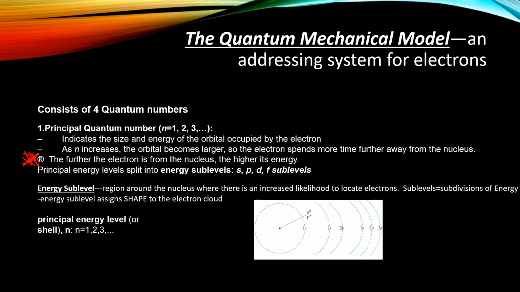Now, when we talk about those principal energy levels, they can be split into energy sublevels, the S, P, D, and F sublevels. Within those main regions of space, we can break them down into little subsets of regions around the nucleus where there's an increased likelihood to find the electrons. So when you are talking about the sublevels, you can kind of think about them as subdivisions of the main energy level. And each one of these energy sublevels has a shape that's assigned to that electron cloud. So that's going to lead us to our second quantum number.